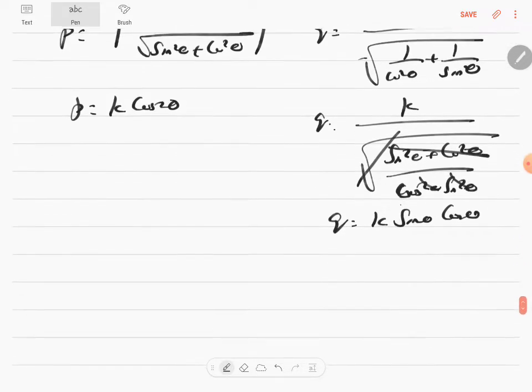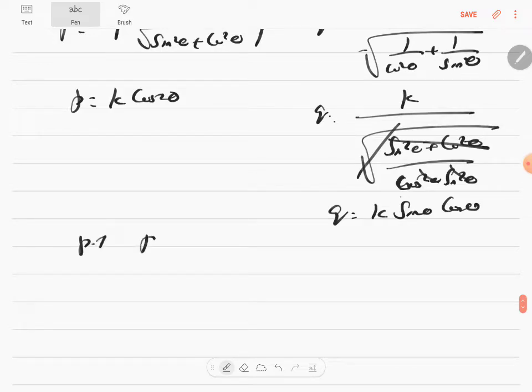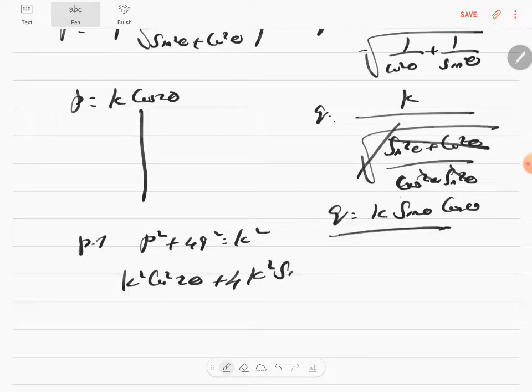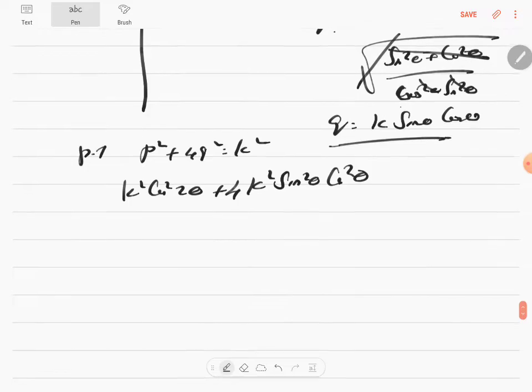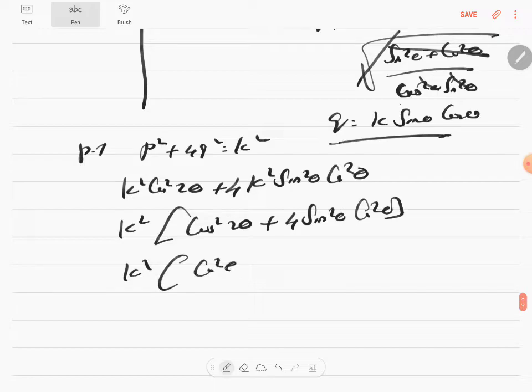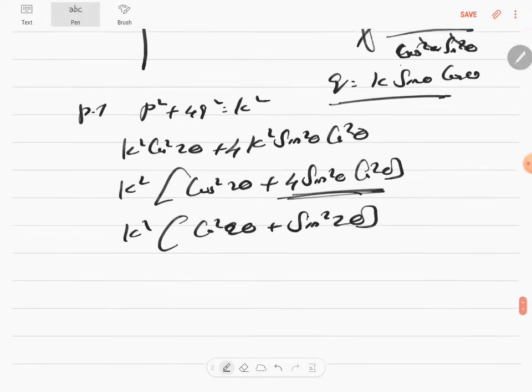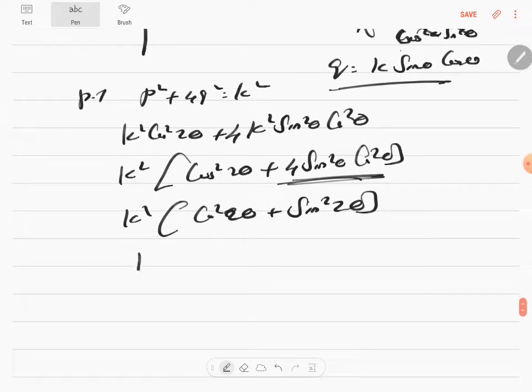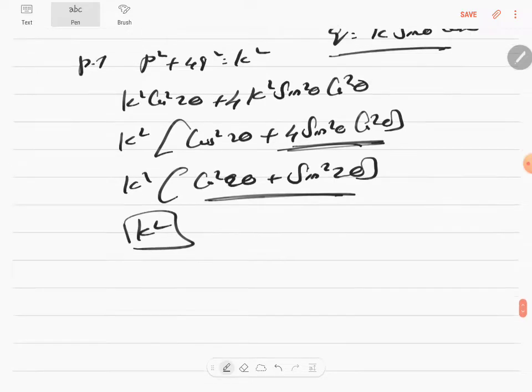And to prove that p square plus 4q square is equal to k square. What is p square? It is k square cos square 2 theta plus 4 into what is q square? K square sin square theta cos square theta. From this, k square can be taken as common. Cos square 2 theta plus 4 sin square theta cos square theta, and this itself is cos square 2 theta plus sin 2 theta the whole square, which is sin square 2 theta, because sin 2 theta is 2 sin theta cos theta. Therefore, the answer is just k square, because this turns out to be 1. So that completes this question.